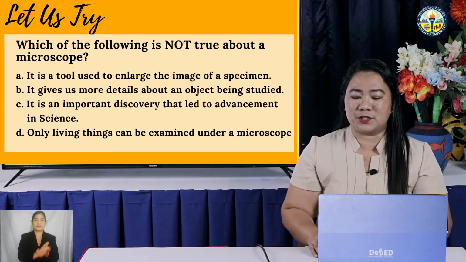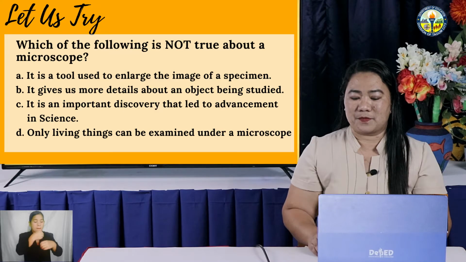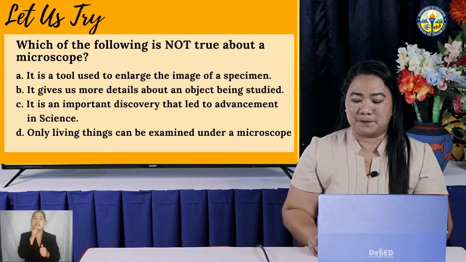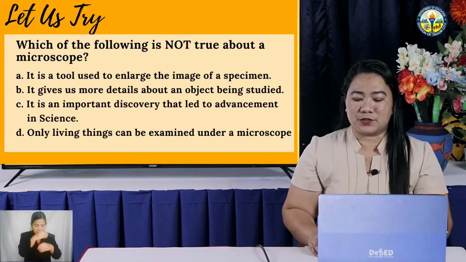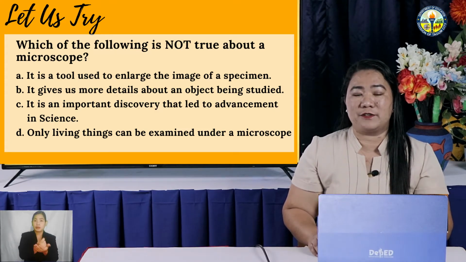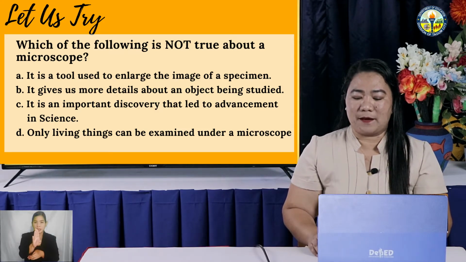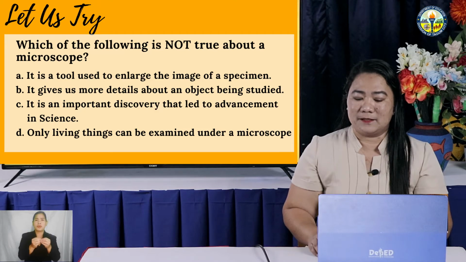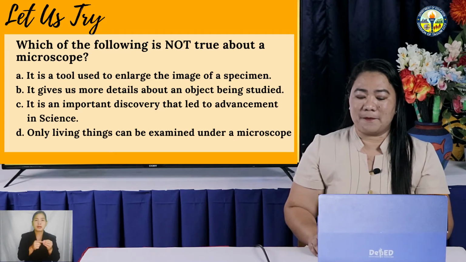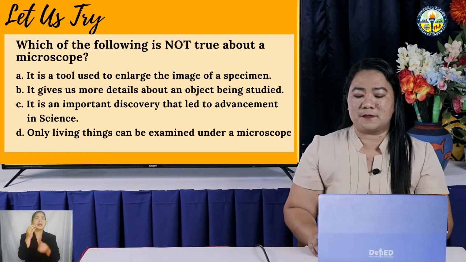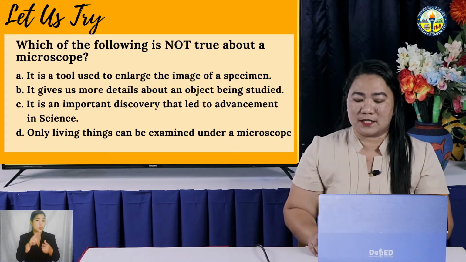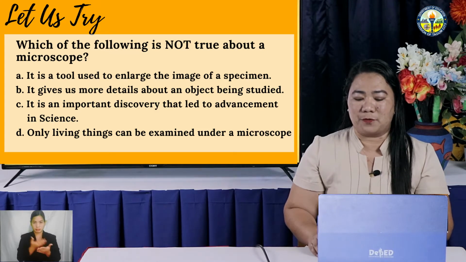Let us check how much do you know about microscope by answering this question. Which of the following is not true about a microscope? A. It is a tool used to enlarge the image of a specimen. B. It gives us more details about an object being studied. C. It is an important discovery that led to advancements in science. D. Only living things can be examined under a microscope.